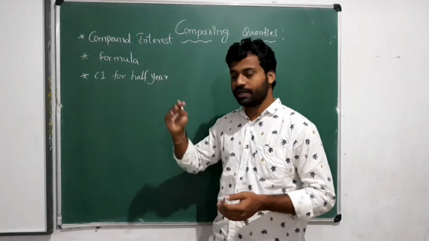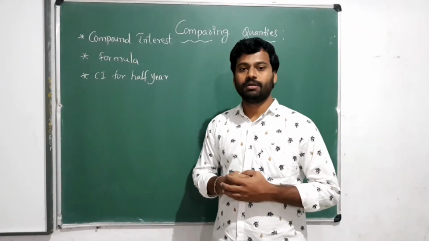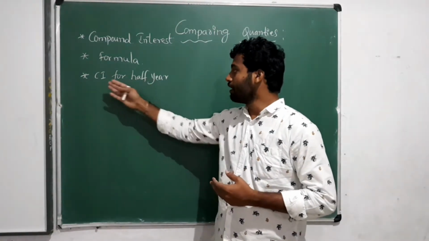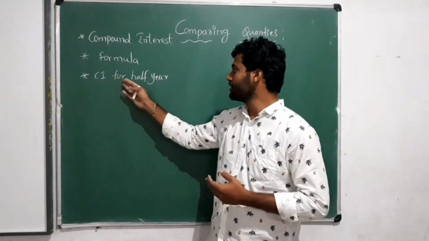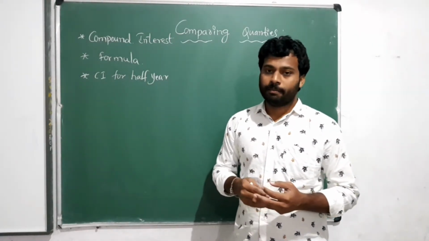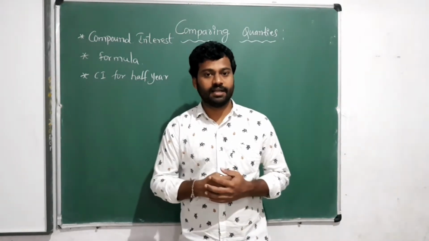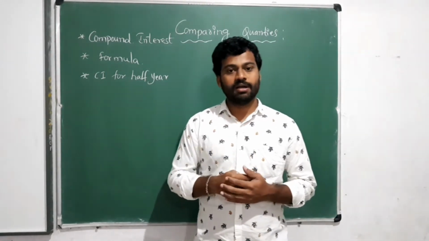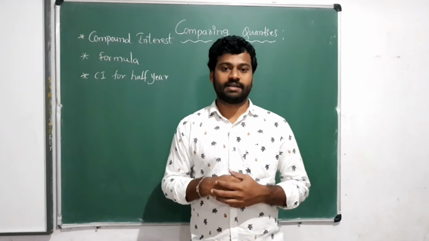What is the compound interest formula? What is the formula for compound interest? CI means compound interest per half year. Maybe you know, in the last year you learned how to find the simple interest.